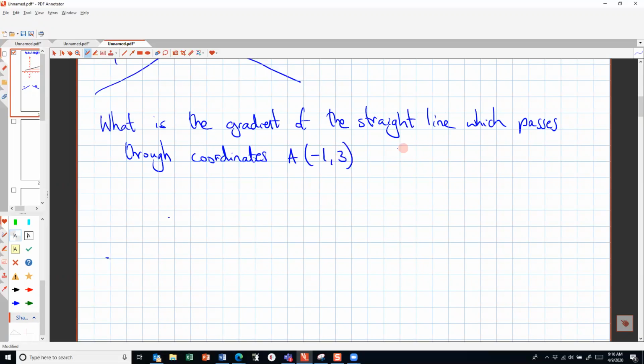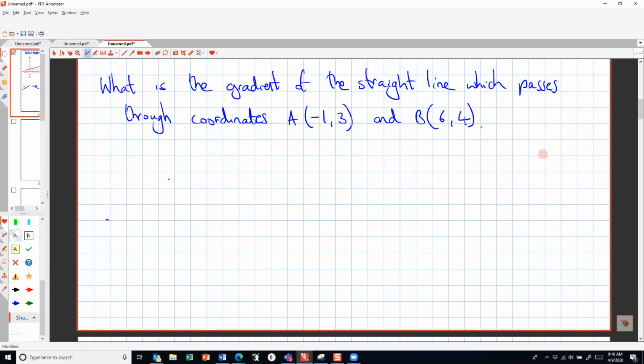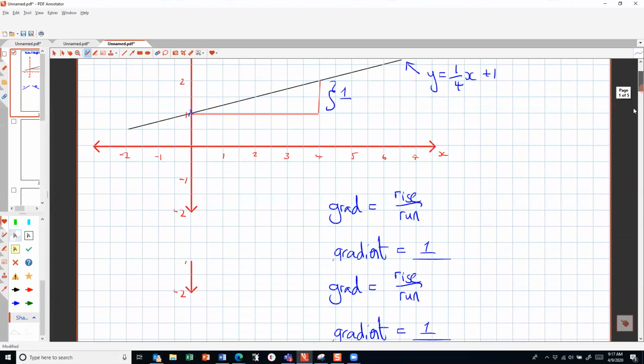A is -1, 3, and B is 6, 4. Any idea what we do here? You can remember. If not, don't worry. Well, we know the x and the y. It would be -1 to the left, and then it'd be 3 up on the y-axis. Right, yeah. So I could end up drawing this, but the thing is I want to get away with not drawing it.